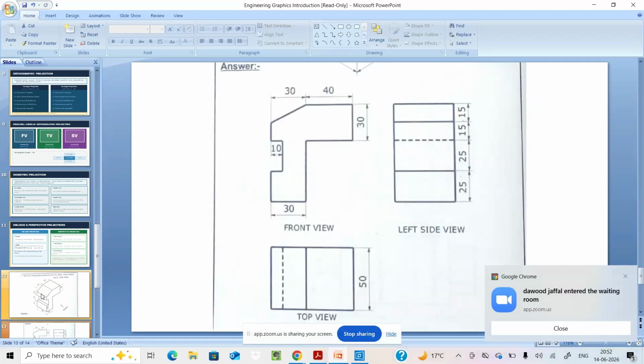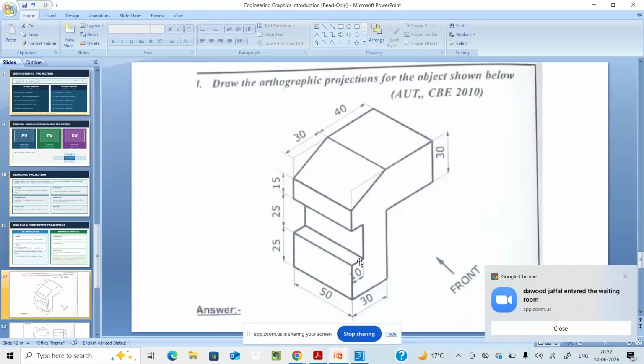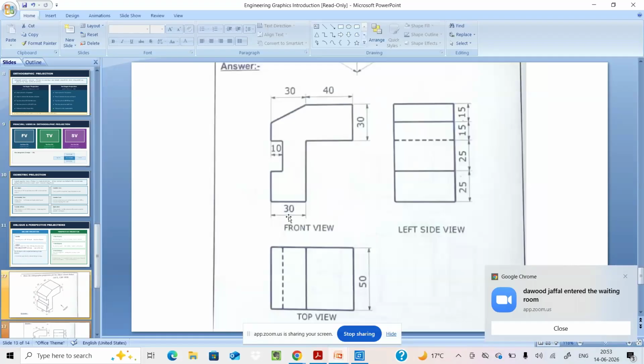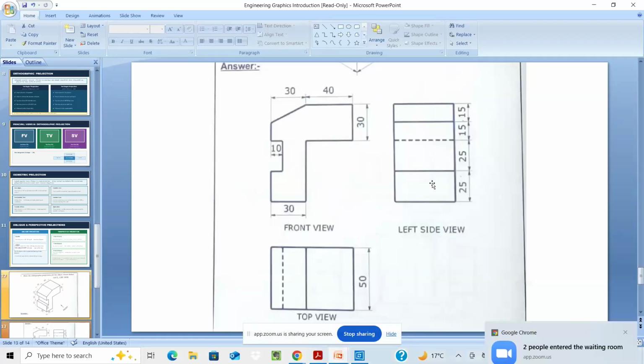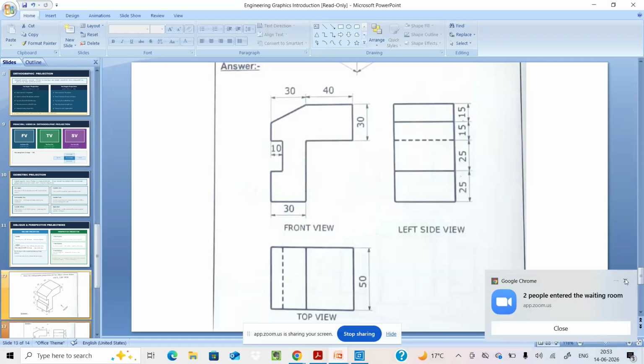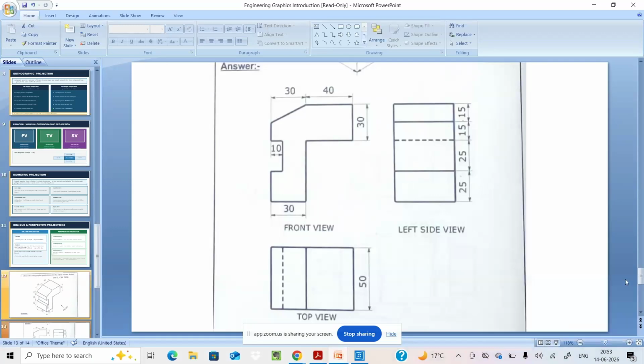If you see here, for drawing purposes, we just show one side view. That is more than enough, because in this particular drawing, whichever view is clearly visible for you, front view is visible, top view is visible, and the left side view is clearly visible, because the maximum portion of the drawing is visible on the left side. So for that reason, if you draw the left side view, that is more than enough. If you proceed further, whichever view is visible, based on that, you'll draw that alone. That is more than enough for understanding purposes.